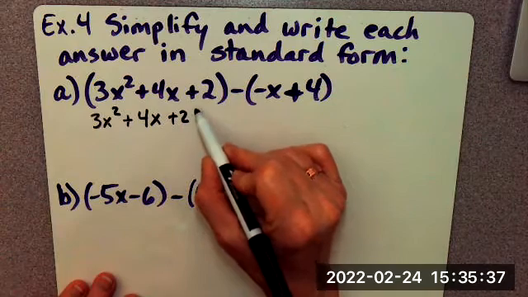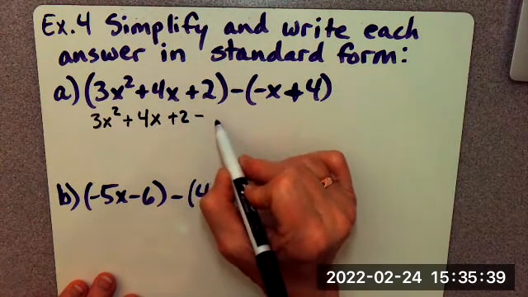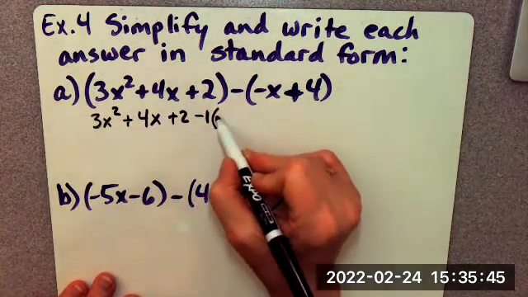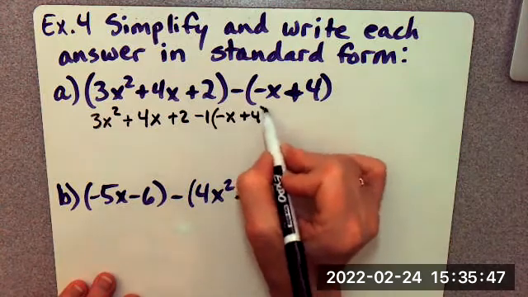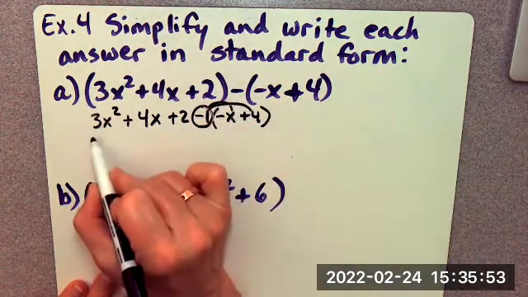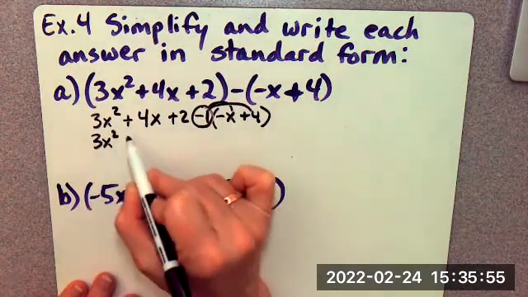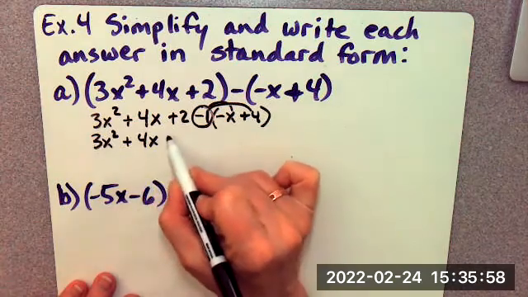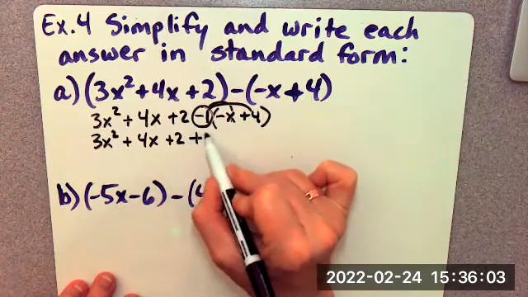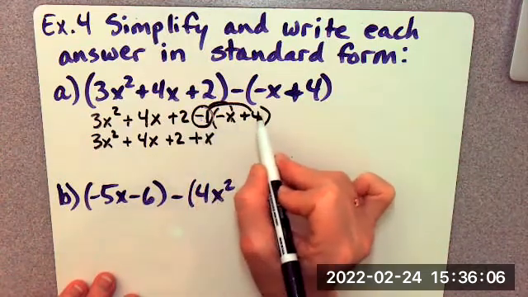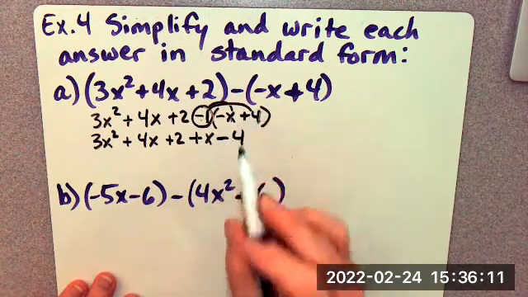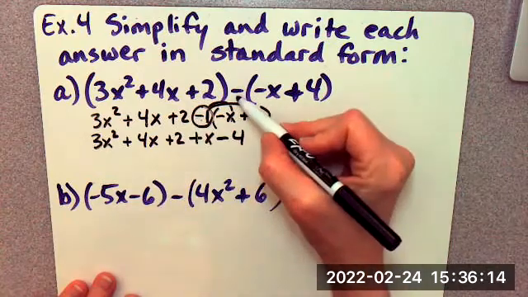Then I have minus, and it's a negative 1 times that negative x plus 4. So I'm going to take that negative 1 and I'm going to distribute it to both of those. So I have 3x squared plus 4x plus 2, then a minus negative x makes a positive x. A minus negative 1 times 4 gives me a negative 4. So now I've dealt with that minus sign right here.